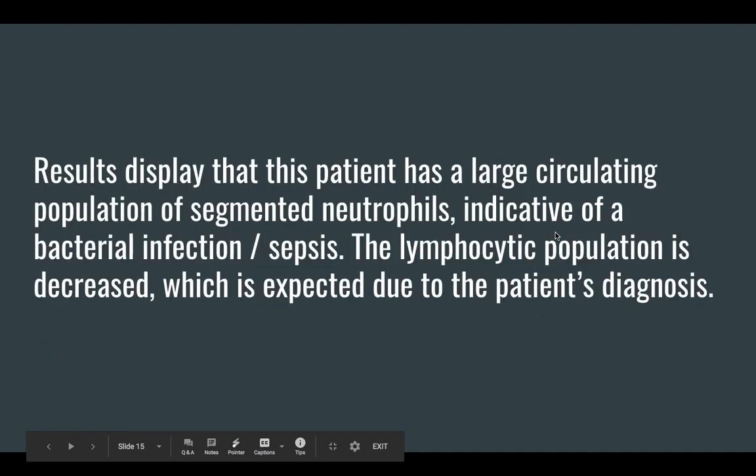These results display that this patient has a large circulating population of segmented neutrophils, which is indicative of a bacterial infection and sepsis. The lymphocytic population is decreased, which is expected due to the patient's diagnosis of sepsis. The segmented neutrophil population drastically increases, so your body is able to fight off a bacterial infection. The lymphocytic population is usually more necessary to fight off viral infections and not bacterial infections. So these hematology results are consistent with the bacteriology of this patient.